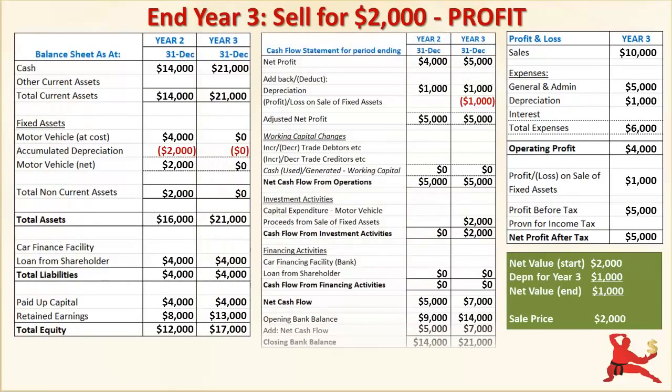Now let's look at what happens when you make a profit on the sale of a fixed asset. Net profit is higher than in the break-even scenario because you made a $1,000 profit on the sale of the car. You sold it for $2,000.